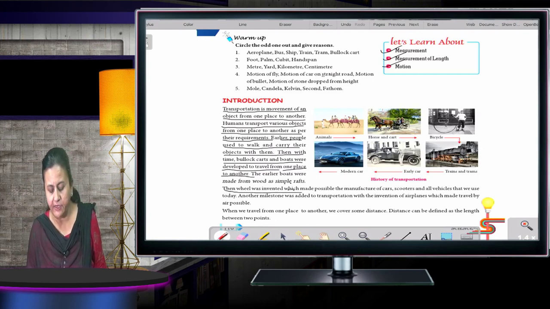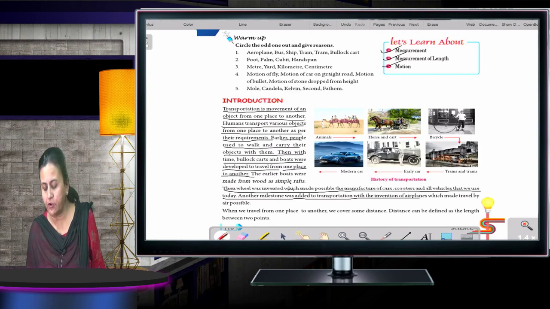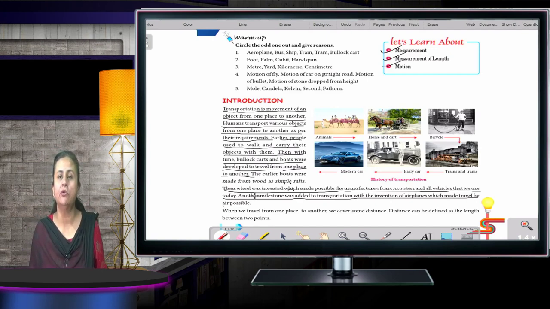Then the wheel was invented, which made possible the manufacture of cars, scooters and all vehicles that we use today. Another milestone was added to transportation with the invention of the aeroplane, which made travel by air possible. It was not possible to travel in the air earlier, but with the invention of aeroplanes and helicopters, it became possible to travel in the air also.